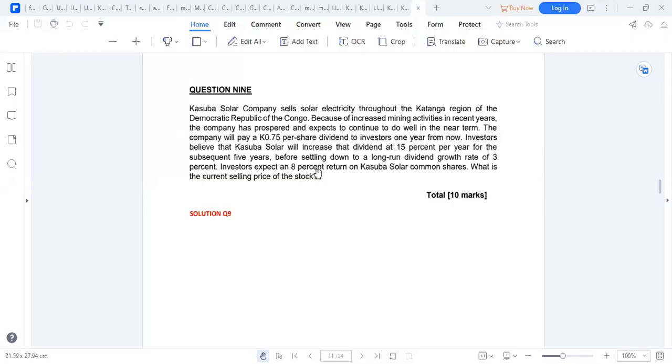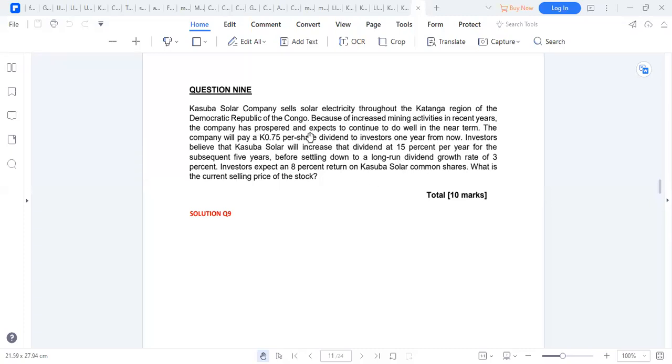So we want to calculate the value of stock for Kasova Solar, existing in the Katanga region of DRC. Because of increased mining activities, the company has prospered and expects to continue to do well in the near term. The company will pay a 0.75 dividend to shareholders 1 year from now. Shareholders believe that Kasova will increase that dividend at 15% for the subsequent 5 years before settling down in the long run.